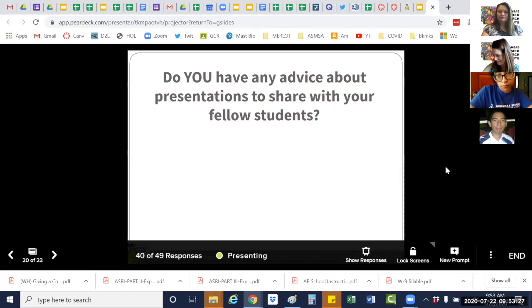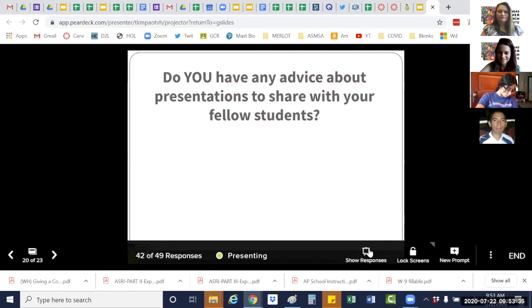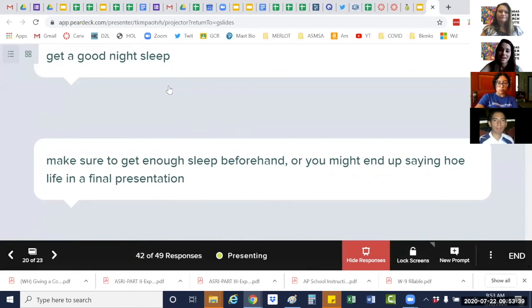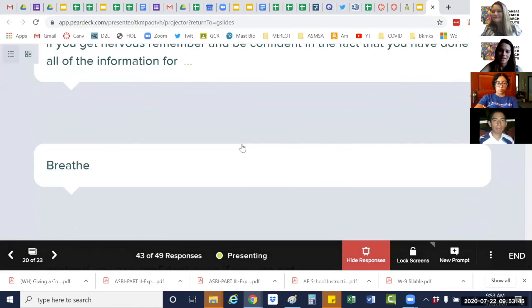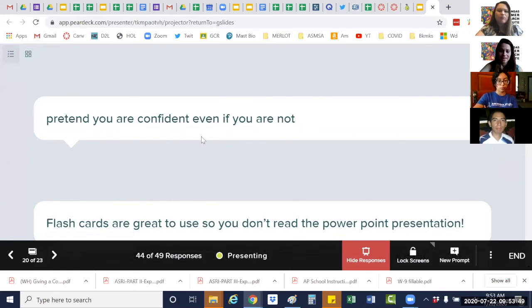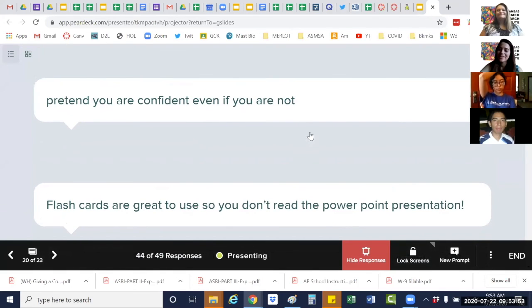I see a really good one that several people are talking about. Couple of really good ones. Yeah, let me share and show you guys. You can keep working. Give yourself time, get a good night's sleep. That's a really important one. Get enough sleep beforehand. Be confident, know you have the information. Breathe, take deep breaths. Pretend you're confident even if you're not. That's such a big one.